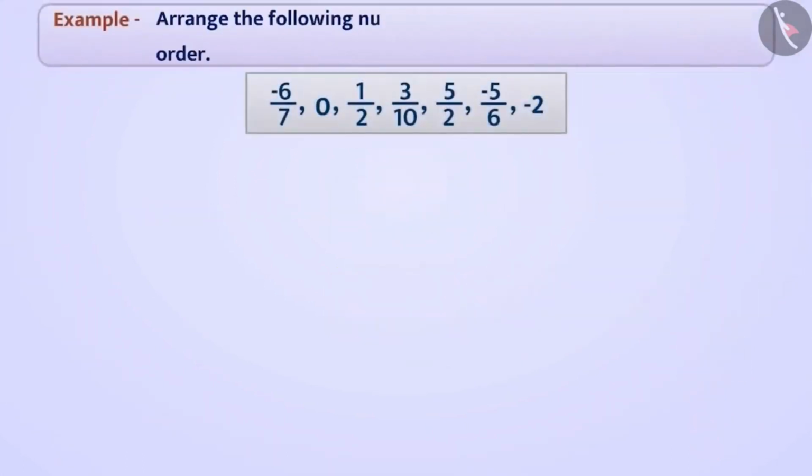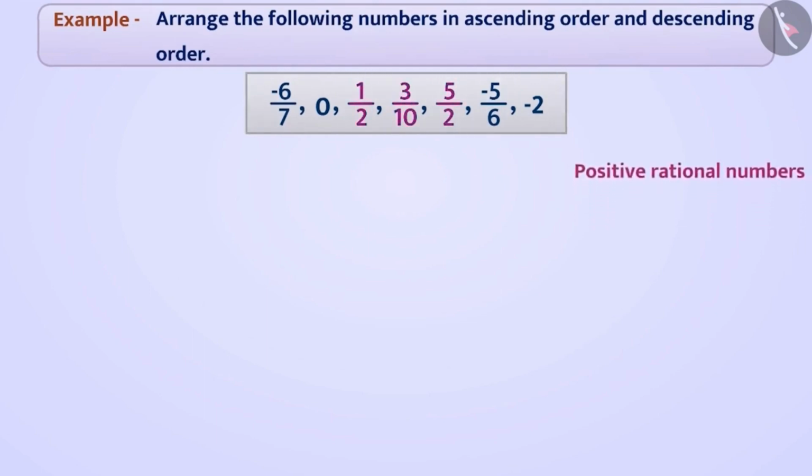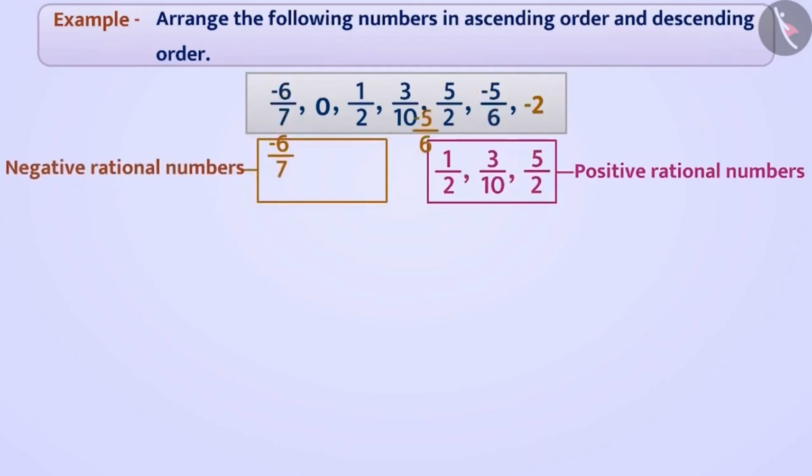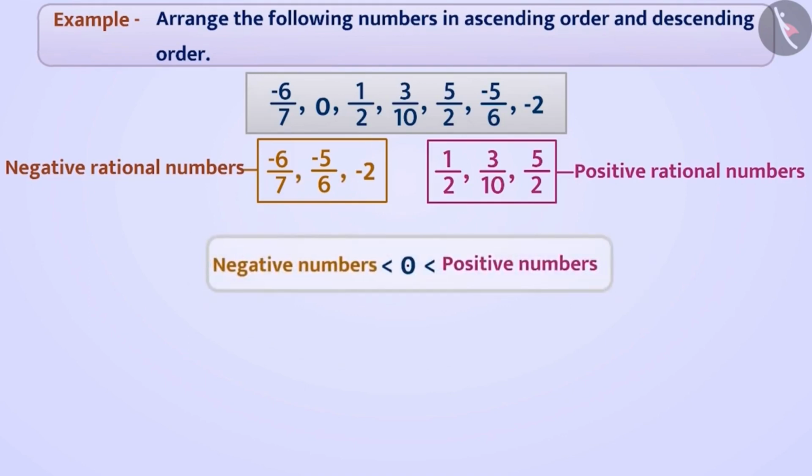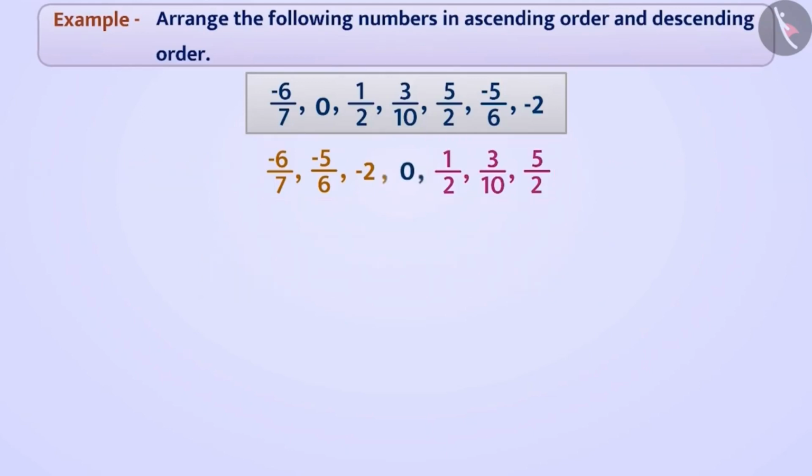Next example. Arrange the following numbers in ascending and descending order. Here, to make the comparison of these numbers easy, we will separate the positive rational numbers from this group and express them in order. In the same way, we will separate the negative rational numbers from the group and arrange them in the same order. As we know, negative numbers are smaller than 0 and positive numbers are greater than 0. With this understanding, we will arrange all the numbers.